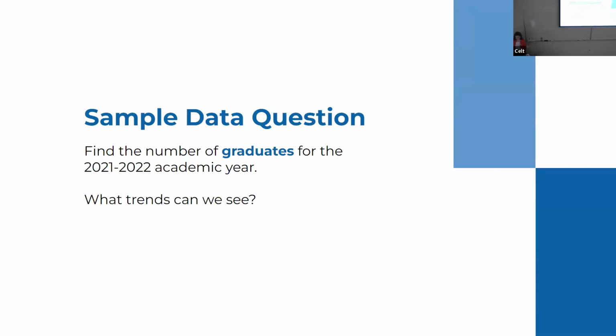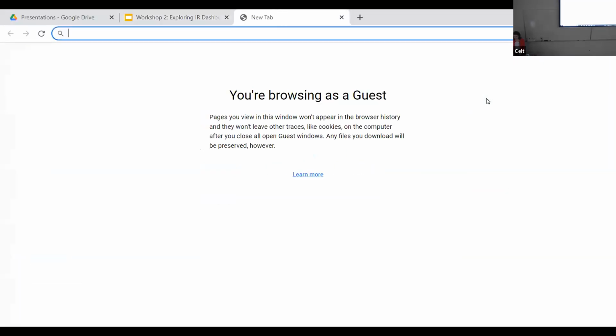To start us off, I have a sample data question that I will walk through to find the number of graduates for the 2021-2022 academic year. As we're doing that, we'll look at the kind of trends we can explore. I will take us straight from the beginning.